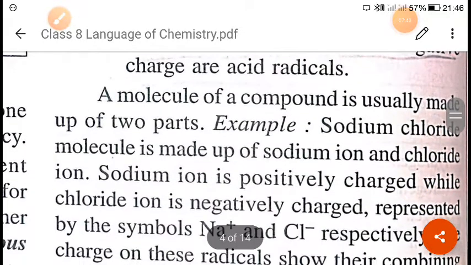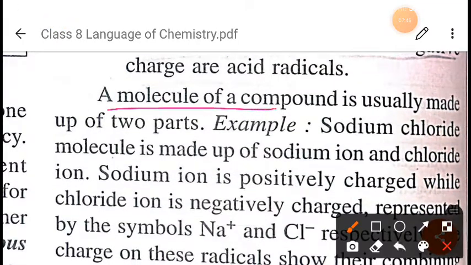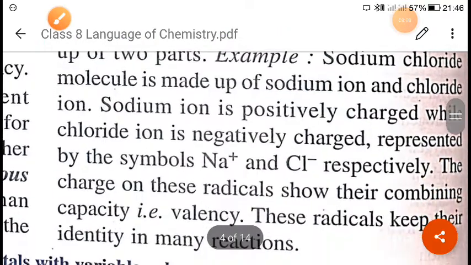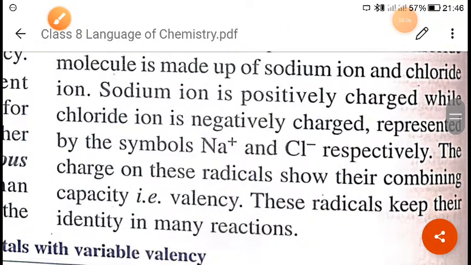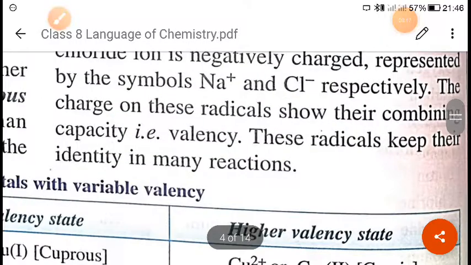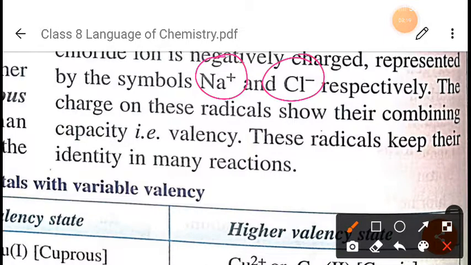One example is given here. We know that a molecule of a compound is usually made up of two parts. For example, sodium chloride is made up of sodium ion, which is Na plus, and chlorine ion, Cl minus. The sodium ion has a positive charge, while the chlorine ion is negatively charged, represented by Na plus and Cl negative, as I have already told you.